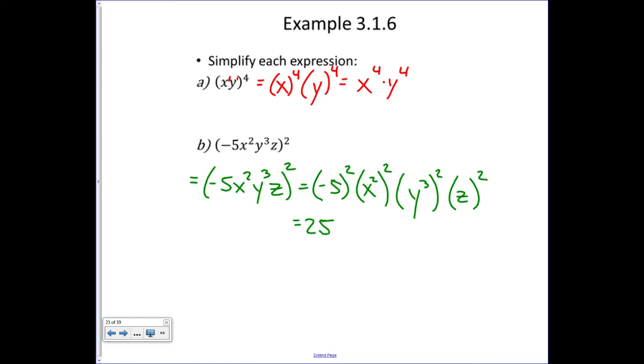X squared to the 2nd power, when we raise a power to a power, we multiply their exponents. So x to the 2 times 2 is just x to the 4th. Y cubed squared is going to be y to the 3 times 2, or y to the 6th. And then z to the 1st squared, which is just going to be z squared.